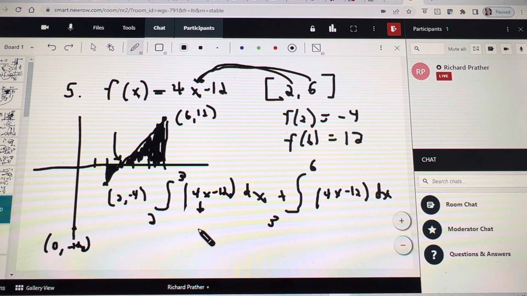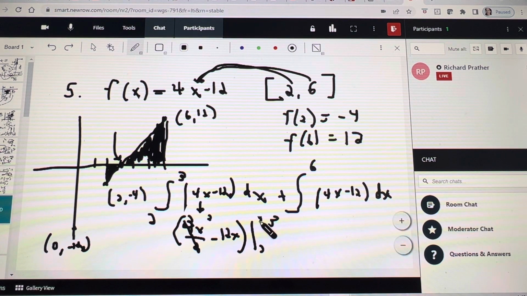So the antiderivative of 4x would be 4x squared over 2 minus just 12x. And I could reduce this down to 2x squared minus 12x. That one's going to get evaluated from 2 to 3. Now, one nice thing about these is you're doing the same antiderivative, so you don't have to redo the work. It's 2x squared minus 12x again. And then this one is from 3 to 6.